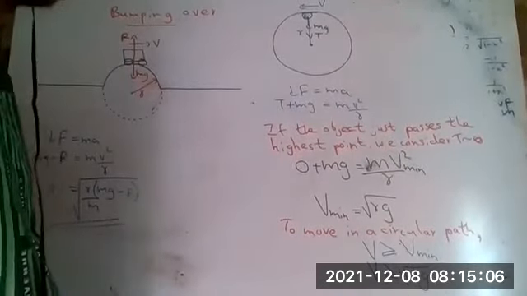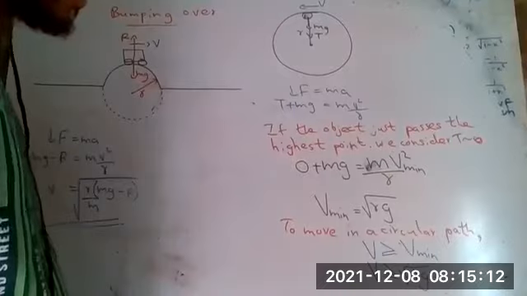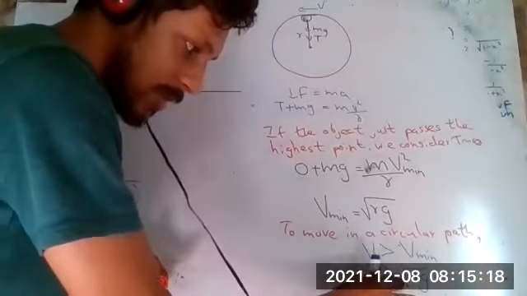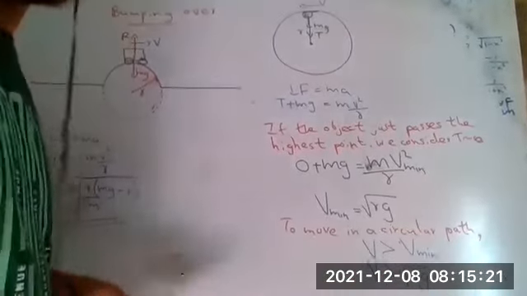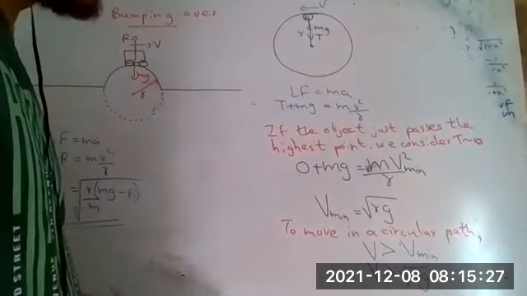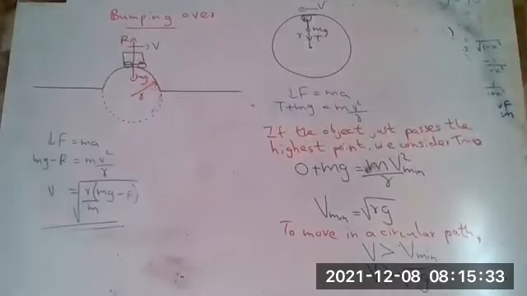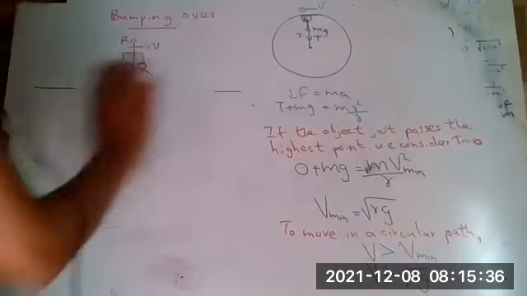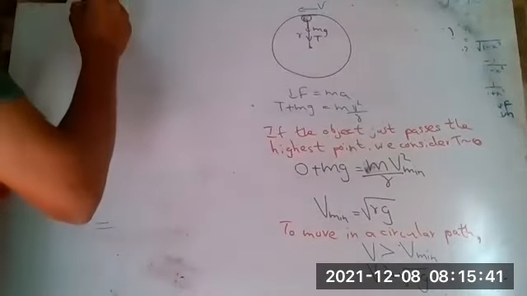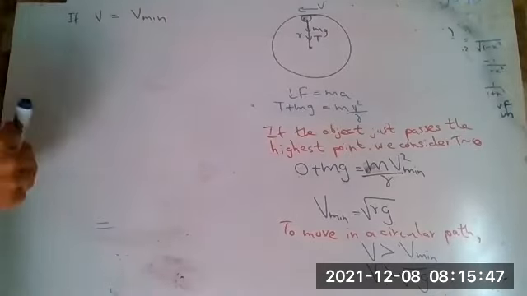If it is less than that, it will definitely fall. Let's forget this equal sign. Now, to travel in a vertical circular motion, the velocity should be greater than the v min. Now let's see what will happen if v is v min. If v equals v min, then what is the case?